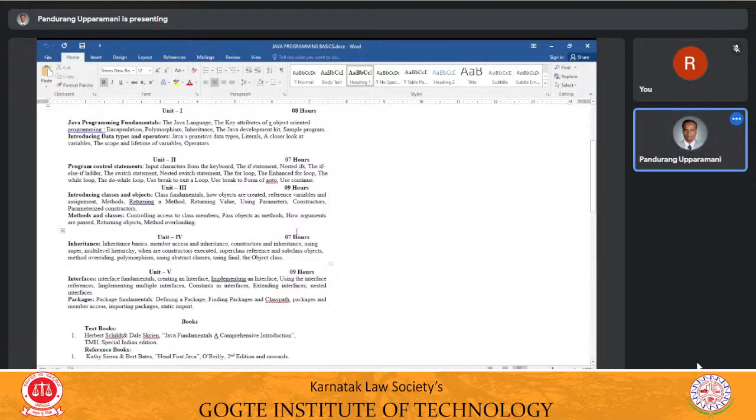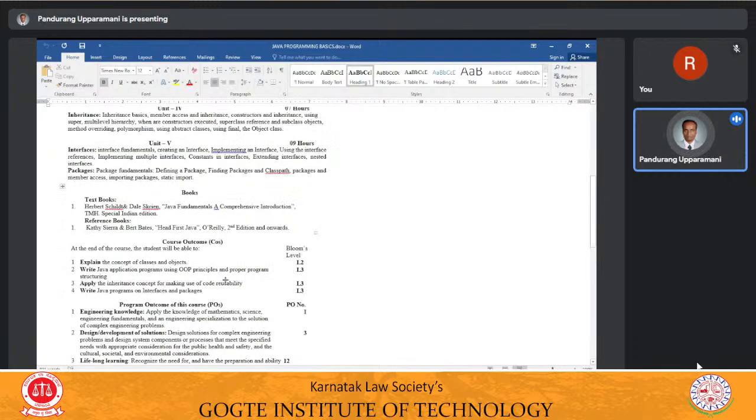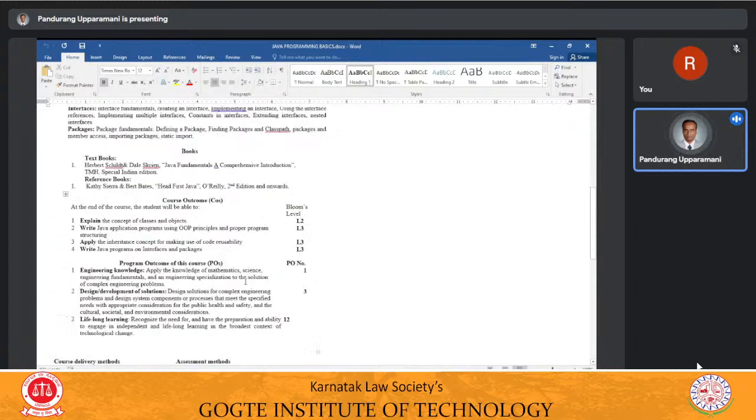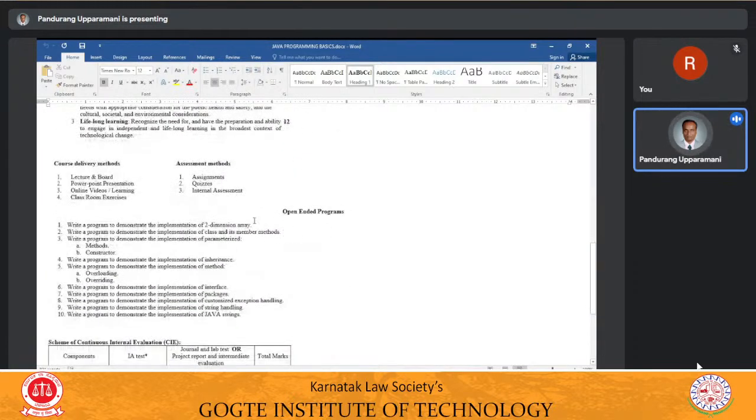Next, textbooks and references. These are not limited to only this; we can refer to many other books. Some of the textbooks and references are by Herbert Schildt and Dale Skrien. This is one textbook and the reference book is this one. Course outcomes: at the end of the course, you will be learning classes and methods, Java application programs, inheritance concepts, and interfaces. And open-ended programs. These open-ended programs are based on our syllabus.